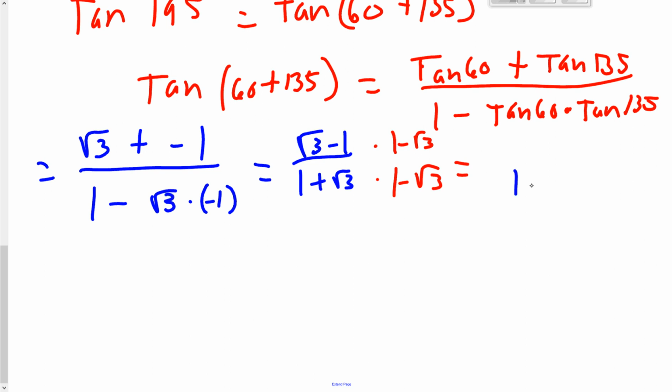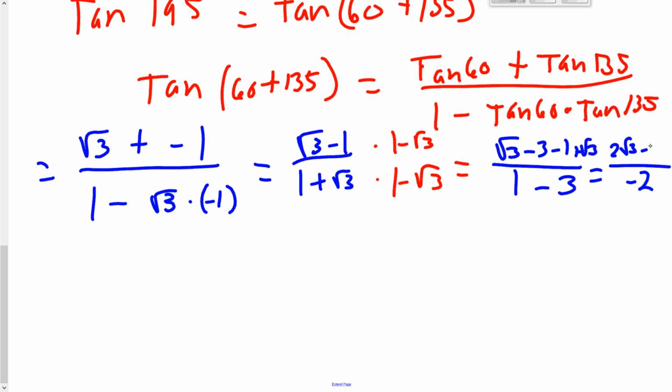So we get 1 minus 3, which is a negative 2. But on top we get a square root 3, and then a negative 3, and then a negative 1, and then square root 3 times 1 is square root 3. That's the negative 3, and then negative 1 times negative 1 and we get a positive root 3. So we get 2 roots of 3, and then a minus 4.